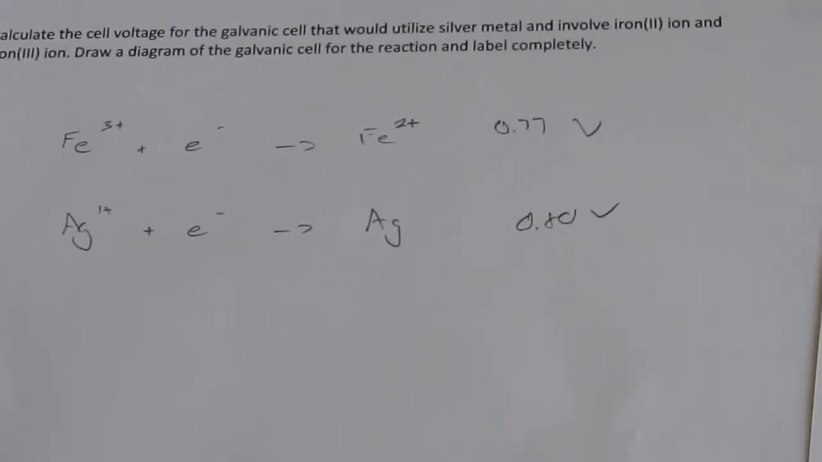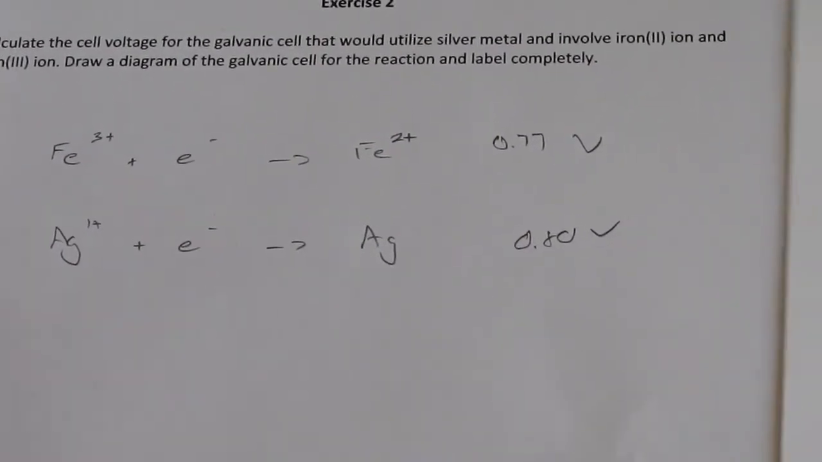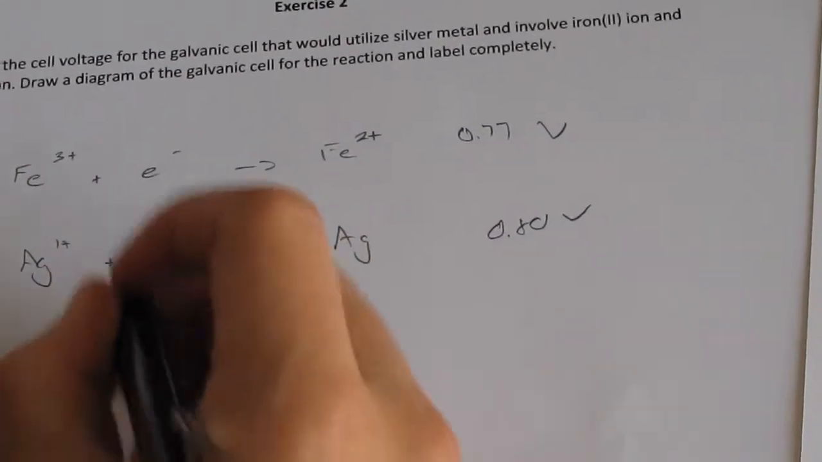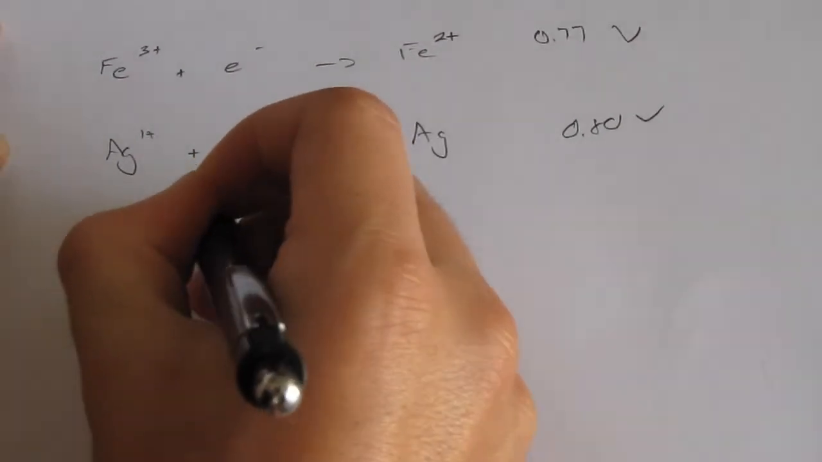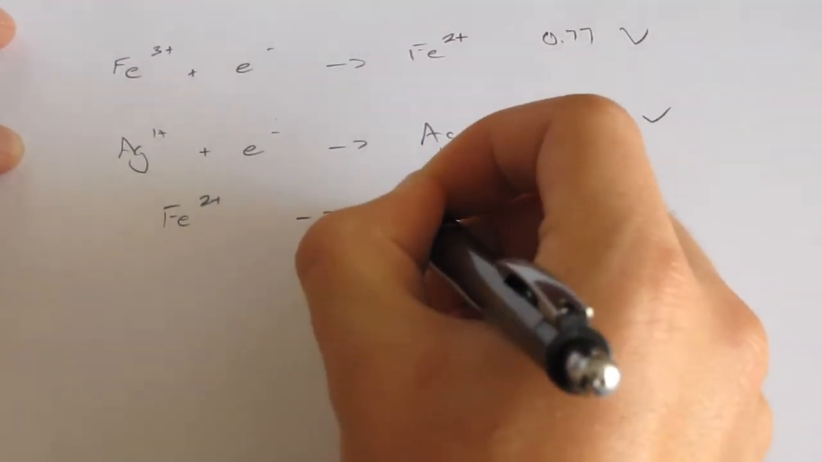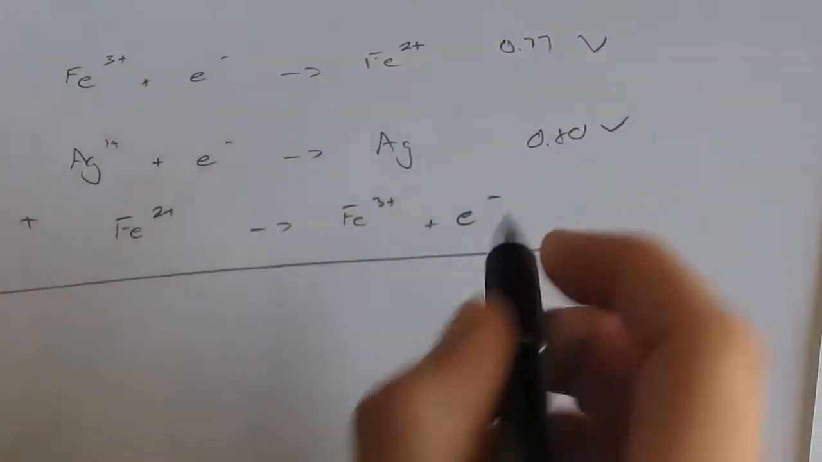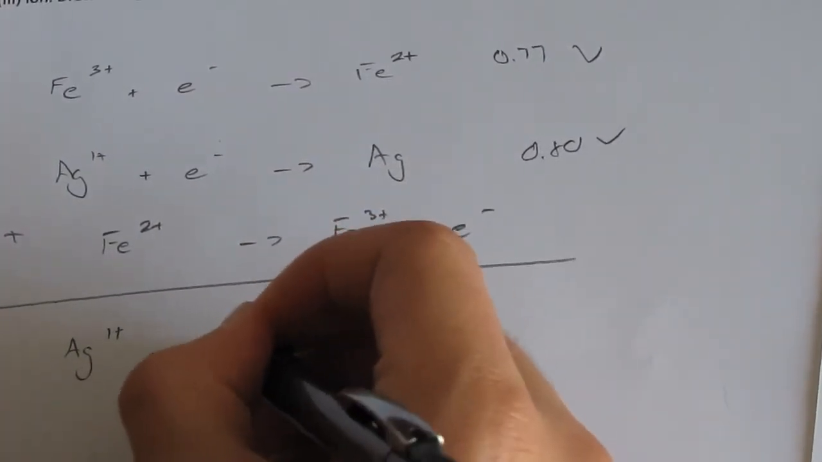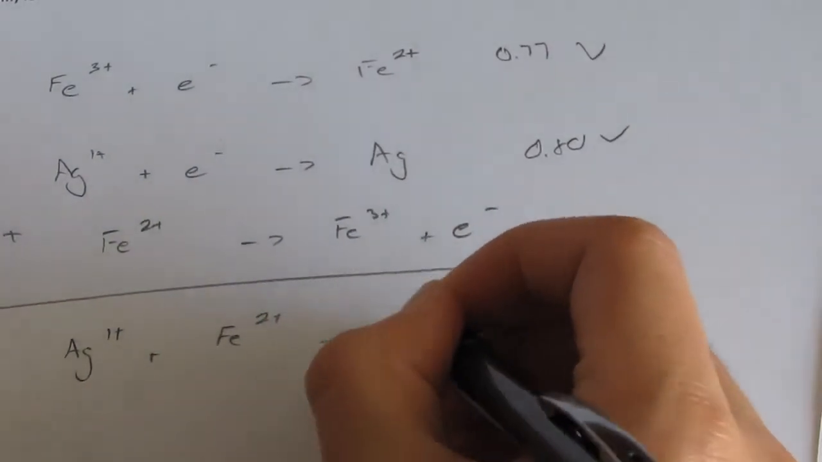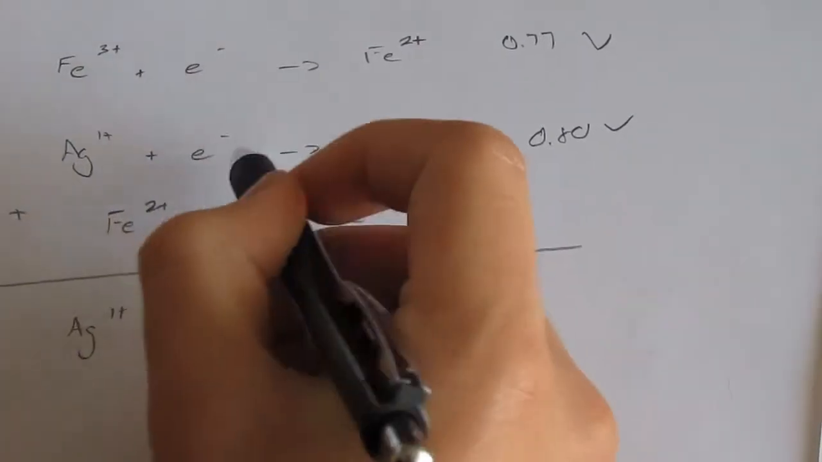So now, to combine the two reactions, we reverse the reaction with a lower cell potential, the iron one, and combine the two equations. So, you would reverse this one, add it all together, and you would end up like this. Notice how the electrons cancel out.